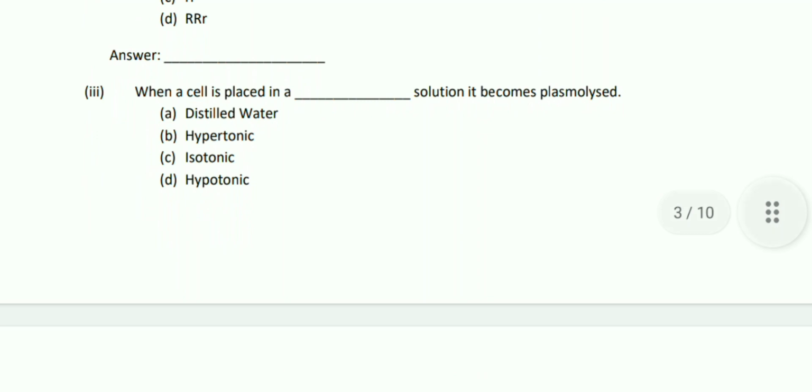Next, when a cell is placed in a dash solution, it becomes plasmolysed. So when a cell is placed in a hypertonic solution, hypertonic meaning the outside concentration is higher than the cell, that is the condition when a cell will get plasmolysed. So, answer is option B, hypertonic.